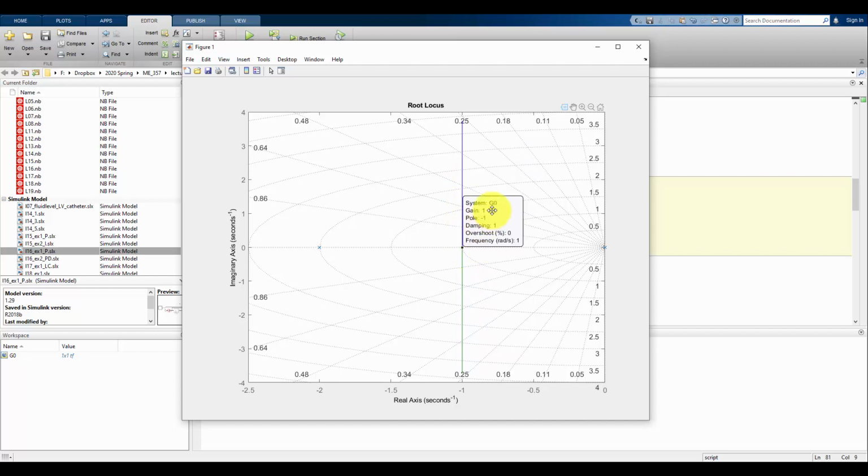In the little pop-up, specifically when we use rlocus, we can see the gain that that point represents, where the pole is located, and it gives us the damping and the overshoot and the natural frequency there. Again, the overshoot and the natural frequency are being calculated based on the baseline second order system only, which in this case is going to be okay, but we'll see in the future that it's going to be a little bit different.